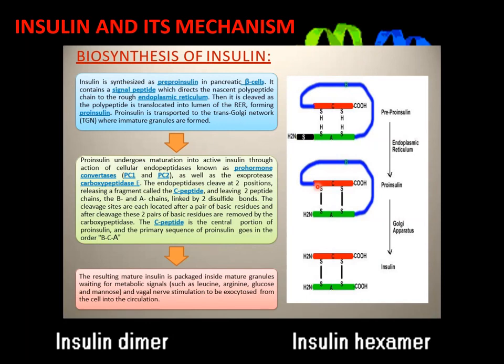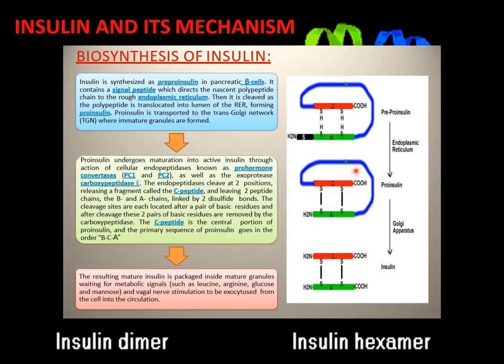Biosynthesis of insulin. Insulin is formed in 3 steps. Step 1, insulin is synthesized as preproinsulin in the beta cells of the pancreas, which contains a signal peptide. There is no bond between the A chain and the B chain. In the rough endoplasmic reticulum, the signal peptide is cleaved, converting it to proinsulin, which moves to the Golgi network.